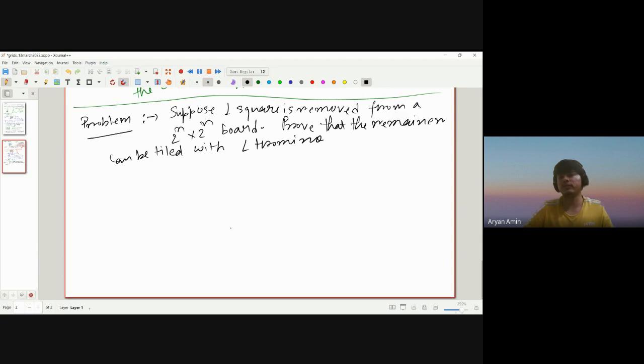Okay, an L domino is basically this structure. The question tells you that suppose you have removed one square from any 2 power n cross 2 power n board. Prove that the leftover board, that is the one with 4 to the power n minus 1 squares, can be tiled using L dominoes. By tiled, I mean you can place L dominoes in such a way that the board gets covered. So any ideas about how to do this?